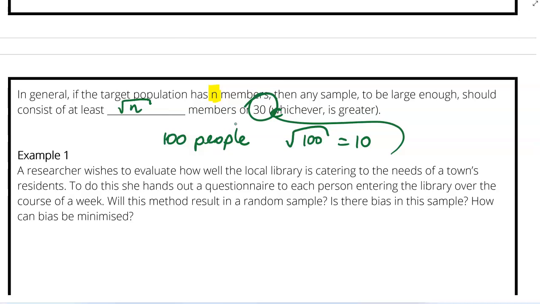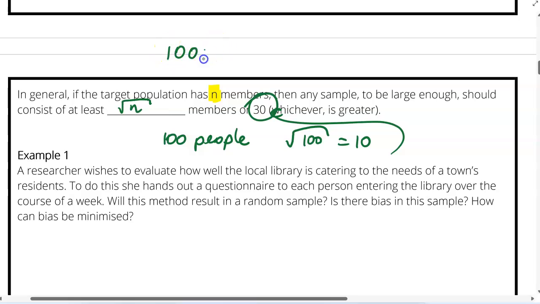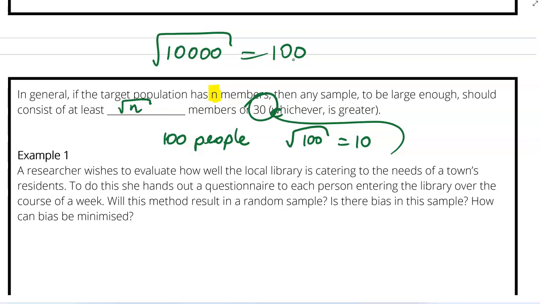Whereas if we had 10,000 people, then the square root of 10,000 is 100. So in a population of 10,000, you would try and survey at least 100 to try and get the information you require. All right, let's have a look at this first example.